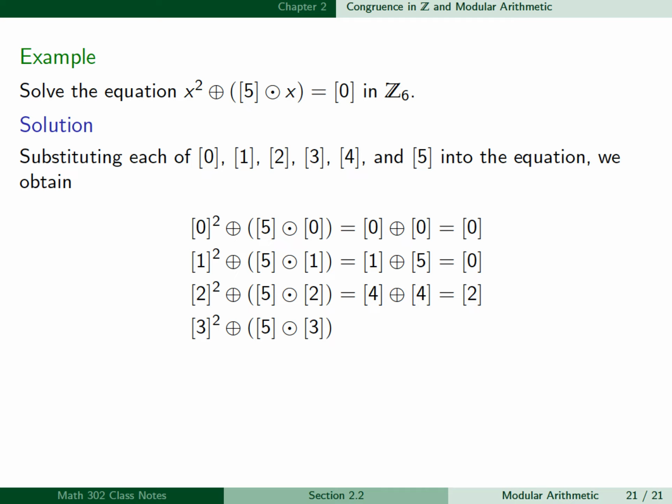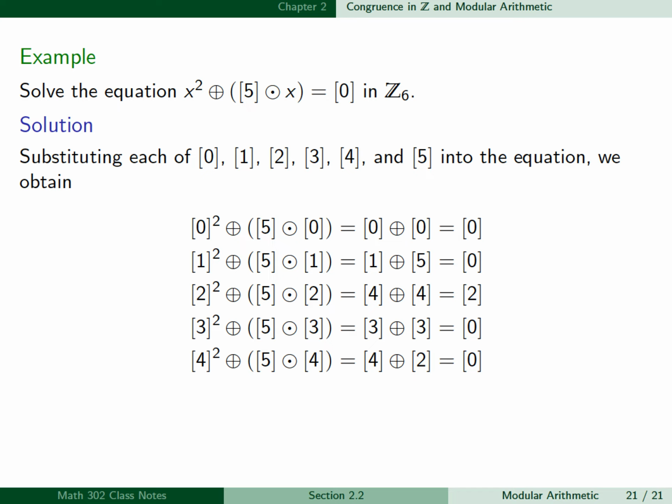Then 3 squared plus 5 times 3: 9 is equal to 3, and 5 times 3 is 15, which is also equal to 3. So this is 3 plus 3, which is 6, which is 0. Then finally 4 squared plus 5 times 4: 16 is equal to 4, and 20 is equal to 2. So we have 4 plus 2, which is 6, which is equal to 0. So 4 is also a solution.